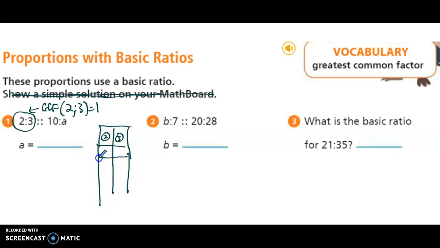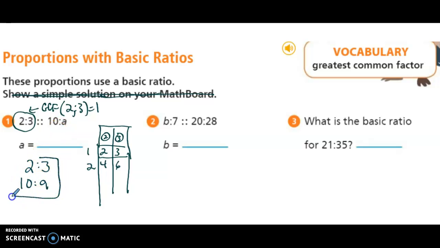Okay, and this would also be in row 1. And then row 2 would be the basic ratio times 2, which would be 4 to 6. But that's what this indicates, that one of your 2 ratios will be the basic ratio. You don't have to build a table, but it doesn't change the way you can solve this. 2 to 3 is proportionate to 10 to A.